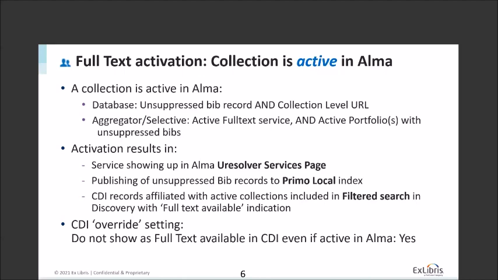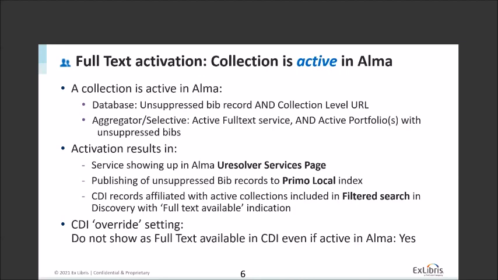Now we have something that we call a CDI override setting. This is a setting that makes sure that even though you have a full text collection that is active in Alma, you're going to make it behave a little bit differently in CDI. This is what we call the CDI override setting for these active full text collections in Alma. And the override in this case is do not show as full text available in CDI, even if it's active in Alma. If you set this setting in the electronic collection editor to yes for a collection, you override the full text activation that you have in Alma.